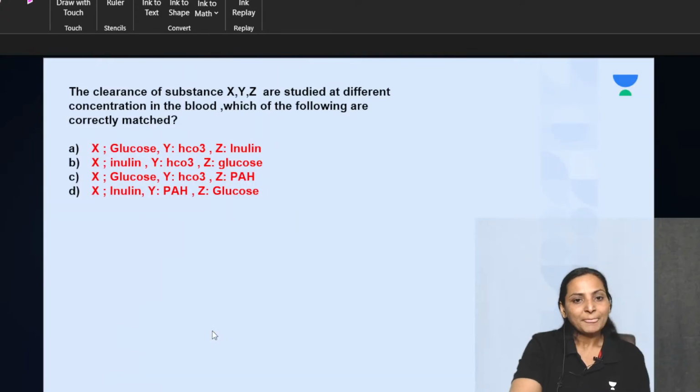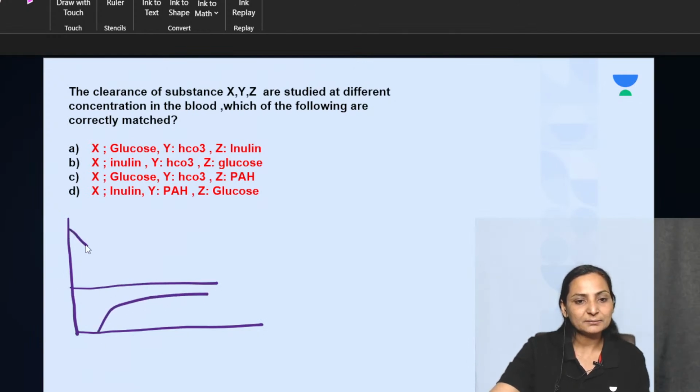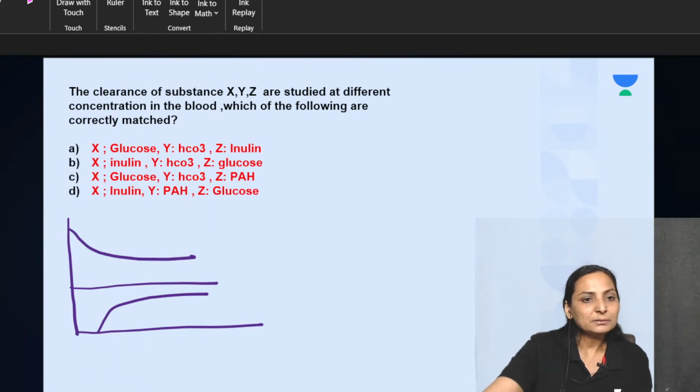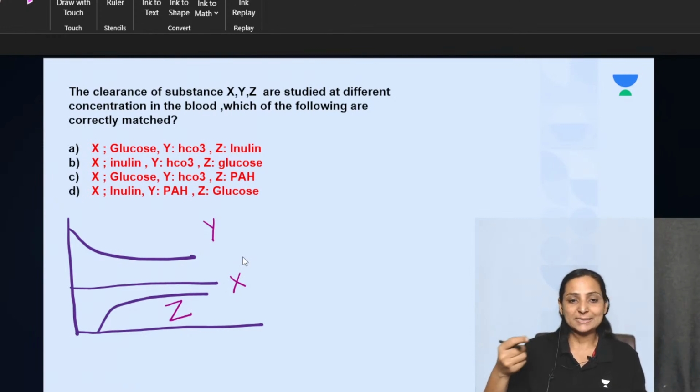Let's move on next. Now second, there was a clearance graph being given to you. So this was the clearance graph, right? And you were given 3 graphs and they were marked as X, Y and Z. Now you have to tell me what is the correct one. What is X, Y and Z? Looking into the options, you can see that X is glucose, bicarbonate, inulin, or it is inulin, bicarbonate, glucose, or it is glucose, bicarbonate, PAH, or it is inulin, PAH, glucose, right?